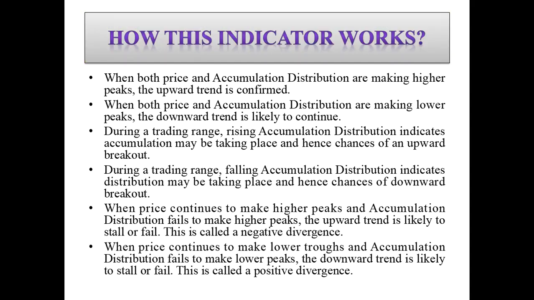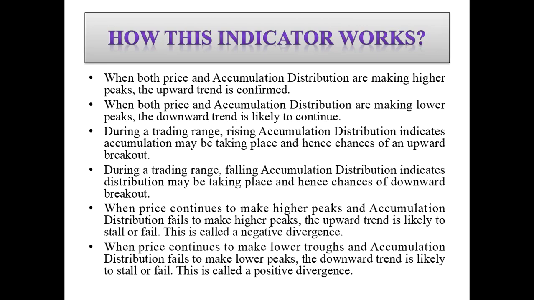Now, how does this indicator work? When both the price and the accumulation distribution are making higher peaks, the upward trend is confirmed. When both price and the accumulation distribution are making lower peaks, the downward trend is likely to continue. During a trading range, a rising indicator shows that accumulation may be taking place and hence chances of an upward breakout. During a trading range, a falling accumulation distribution indicator indicates distribution may be taking place and hence there are chances of a downward breakout.